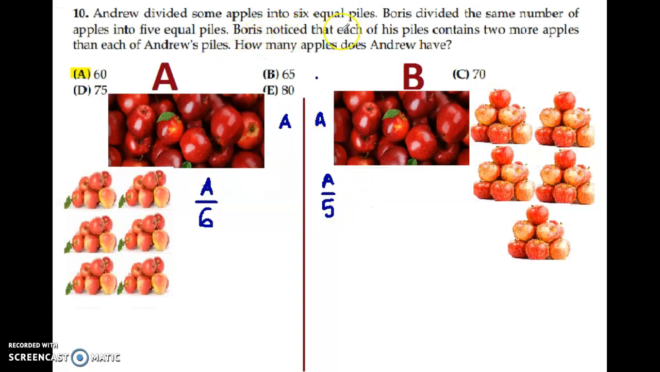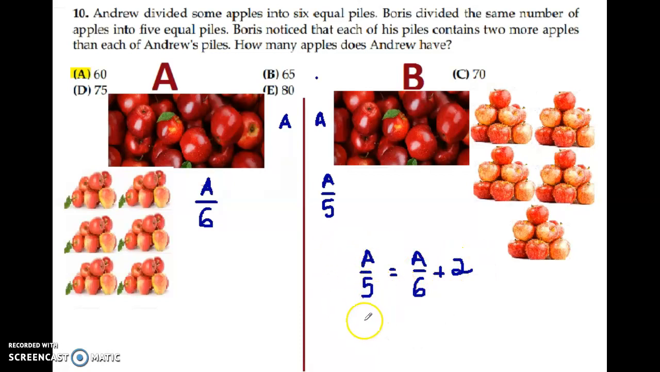Now, Boris noticed that each of his piles contains 2 more apples than each of Andrew's piles. Now, Boris has piles with A upon 5 apples in each. And that is equal to Andrew's piles, which have A upon 6 apples, plus, every pile for Boris has 2 more apples than Andrew's piles. So that's A plus 2. So now let's try solving this.